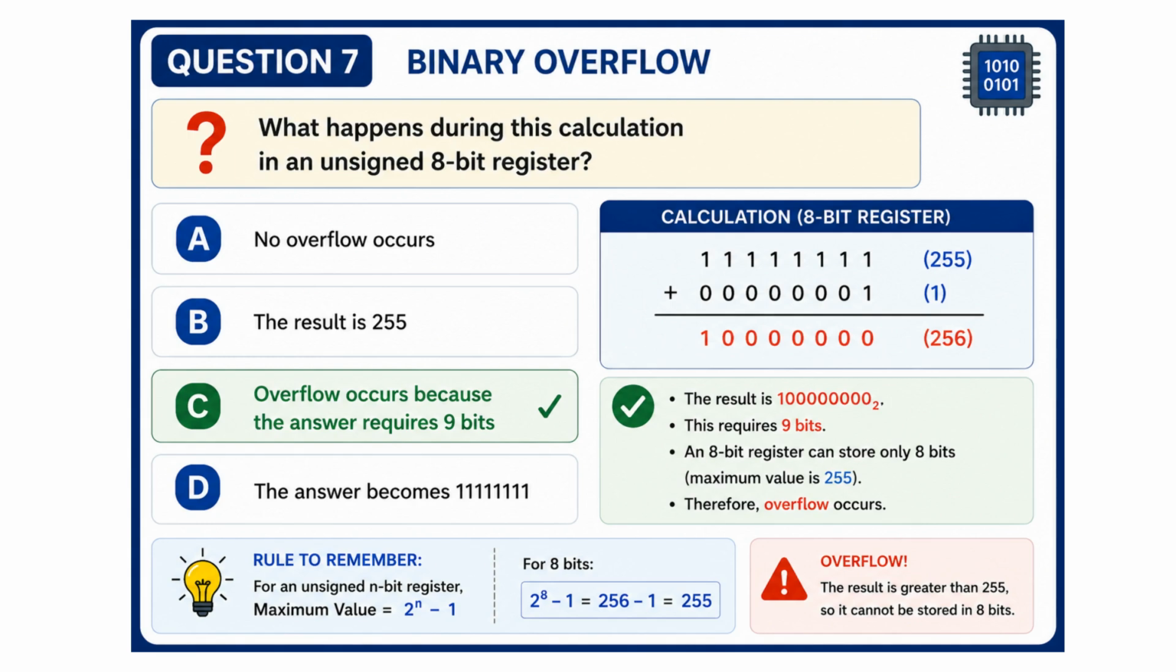An 8-bit unsigned register can store values only from 0 to 255. The value 256 is outside that range. Because the result needs an extra bit, it cannot fit inside the register. This means overflow has occurred. Remember, for an 8-bit unsigned number, the maximum value is 2 to the power of 8 minus 1, which equals 255. So, whenever the result is greater than 255, overflow occurs.